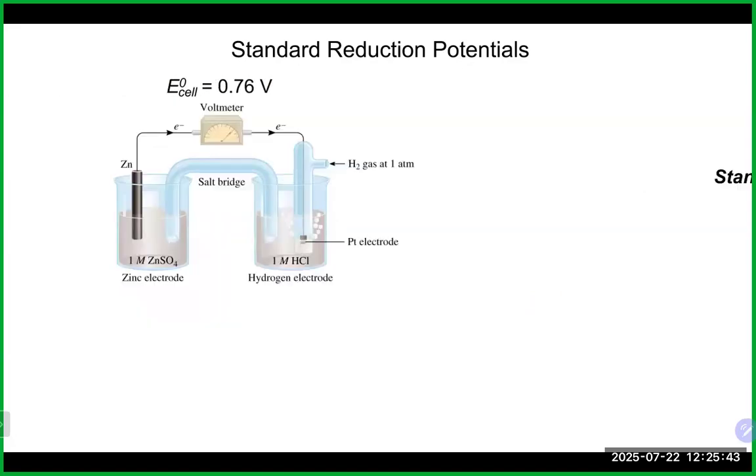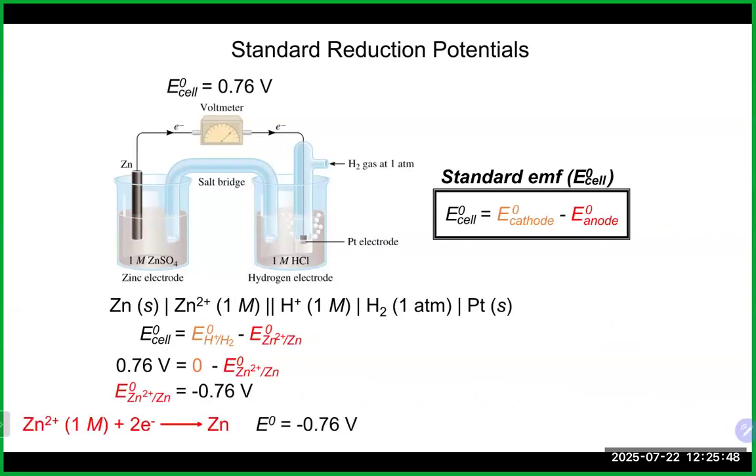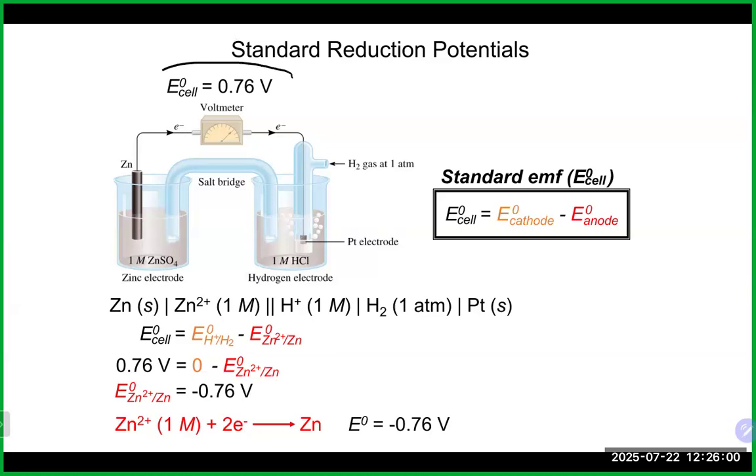So basically what they did is they hooked up this standard hydrogen electrode with a bunch of other electrodes. In this case, that's our zinc and our hydrogen electrode. They got the cell voltage, and when they hooked these two together, they got 0.76 volts. Now, they could use this equation here to help them figure out what is the standard reduction potential for zinc.